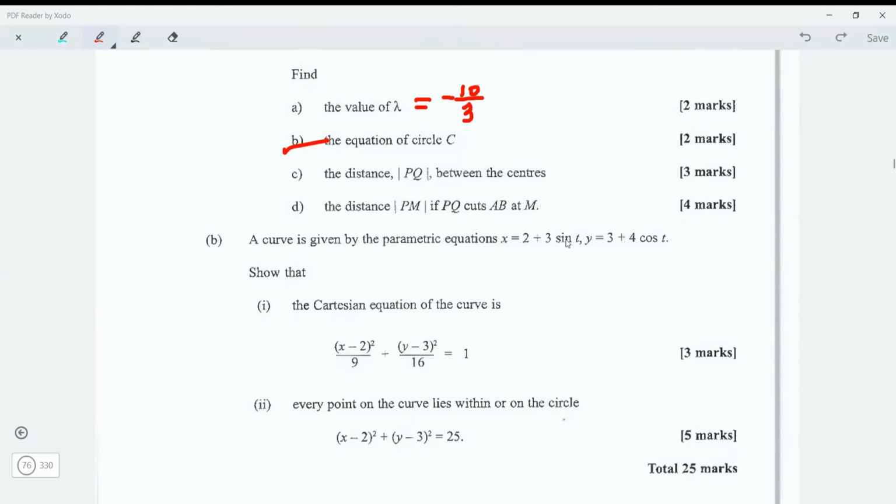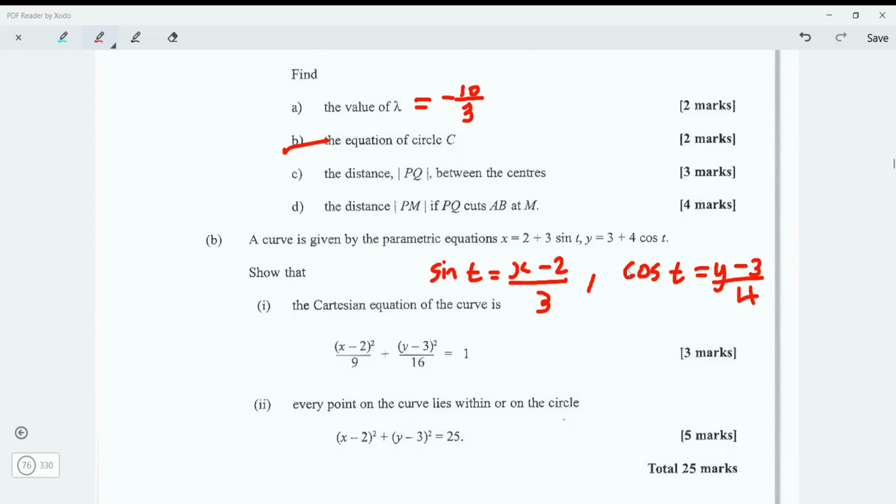First thing we need to do is make sine t the subject. So making sine t the subject, we'd have x minus 2 over 3. That would be sine t. And now we'll make cos t the subject right here. So cos t would be equal to, bring this over, we get y minus, carry this over, y minus 3 over 4. That's what we would end up get.